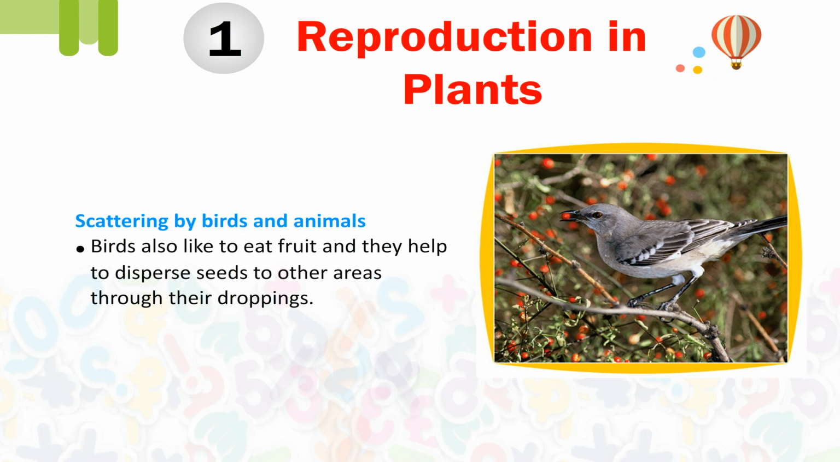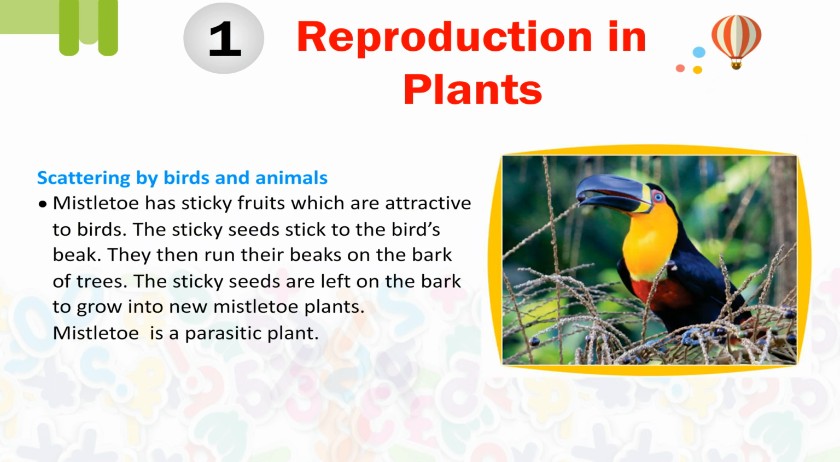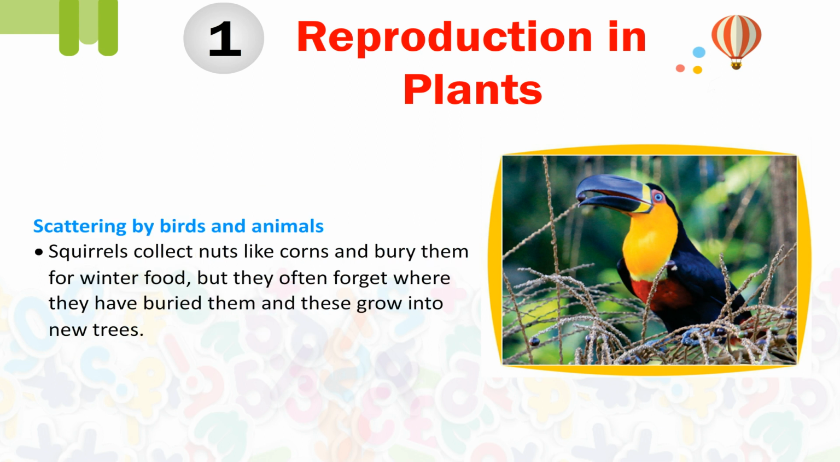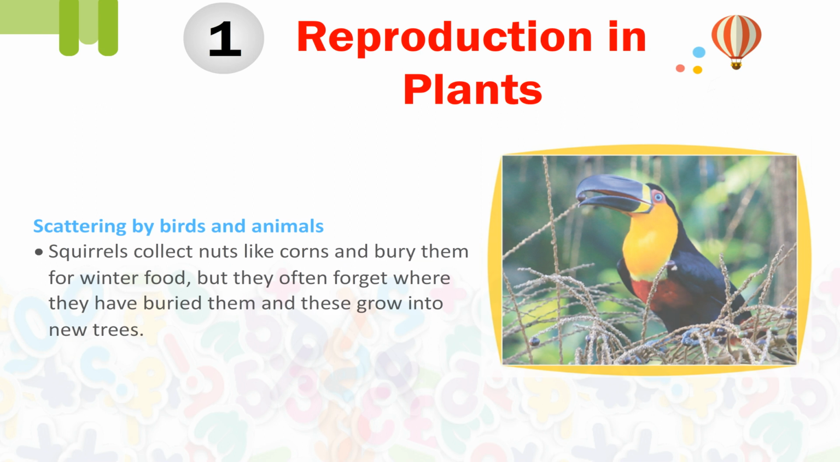Birds also like to eat fruit and they help to disperse seeds to other areas through their droppings. Mistletoe has sticky fruits which are attractive to birds. The sticky seeds stick to the bird's beak. They then run their beaks on the bark of trees. The sticky seeds are left on the bark to grow into new mistletoe plants. Mistletoe is a parasitic plant. Squirrels collect nuts like corn and bury them for winter food, but they often forget where they have buried them, and these grow into new trees.